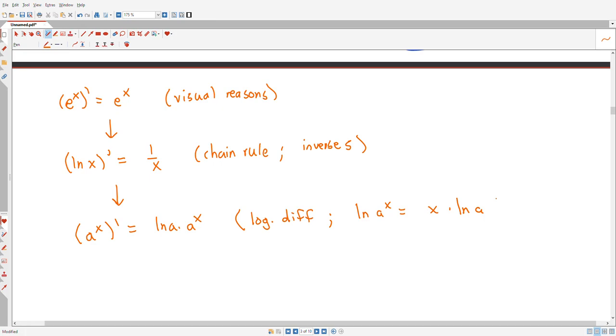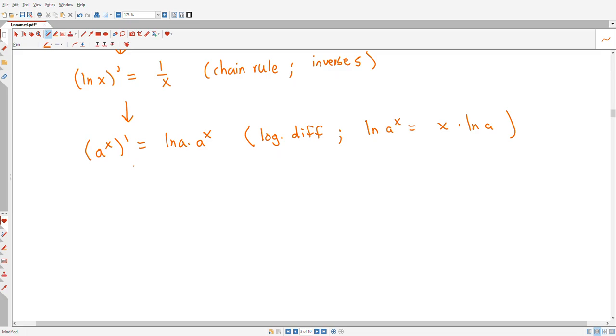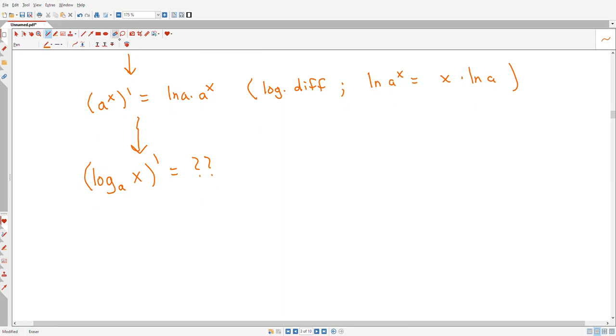And now, to continue the story, we can get a formula for the log base a of x. What is its derivative? Or why is its derivative the formula we said it was? Okay, well, to answer this one, I'm going to call this function that we're differentiating y. What I know is the log base a of x is the inverse for the exponential with a as its base. So I know that this equals x.